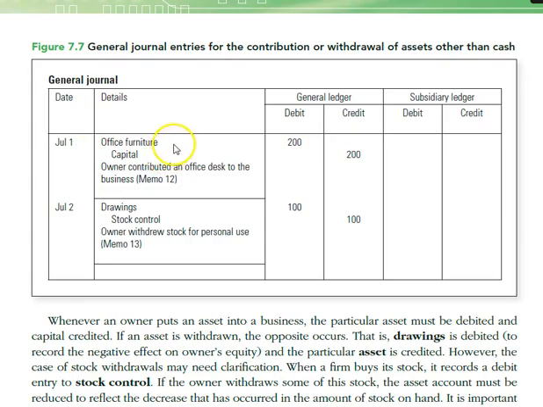So the owner is contributing a desk to the business. It is not cash. It's not a transfer between a debtor or a creditor. So we process it in our general journal. It's not going to happen all the time either, so it's infrequent. And we increase our assets, office furniture $200, and we increase our capital by $200. That's an agreed value, I would assume.